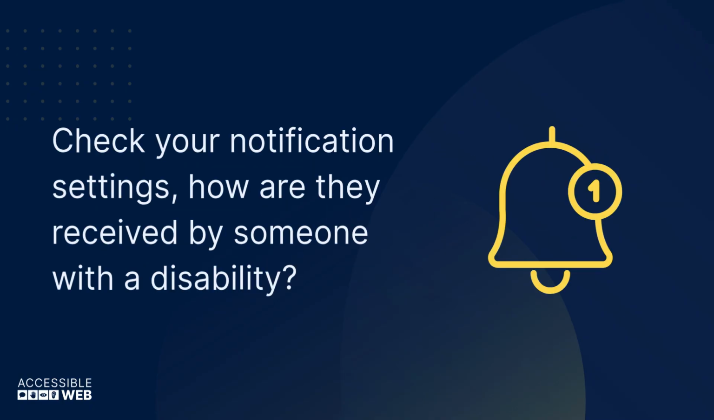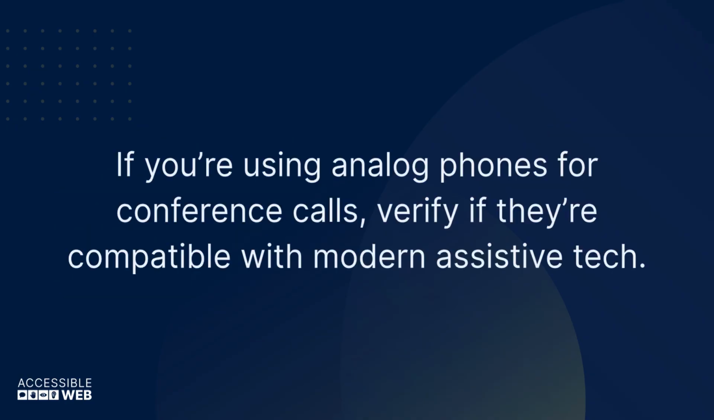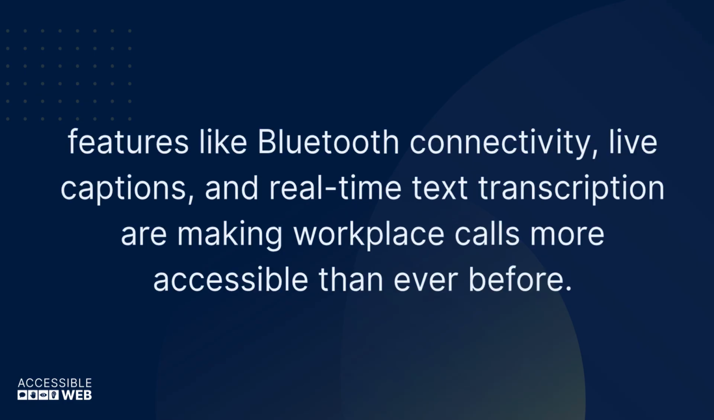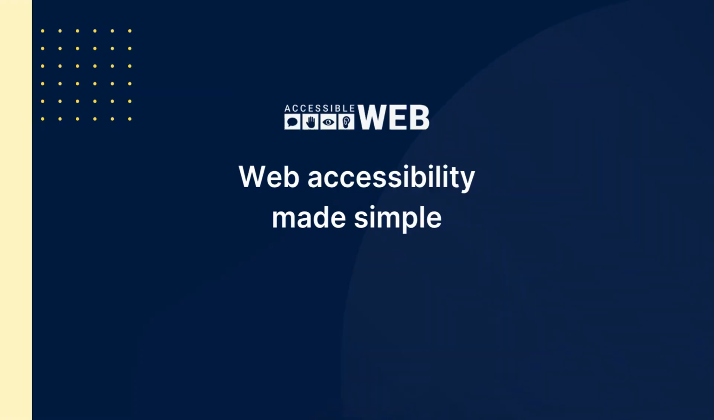Check your notification settings. How are they received by someone with a disability? If you're using analog phones for conference calls, verify if they're compatible with modern assistive tech. Fortunately, mobile technology is advancing rapidly. Features like Bluetooth connectivity, live captions, and real-time text transcription are making workplace calls more accessible than ever before.